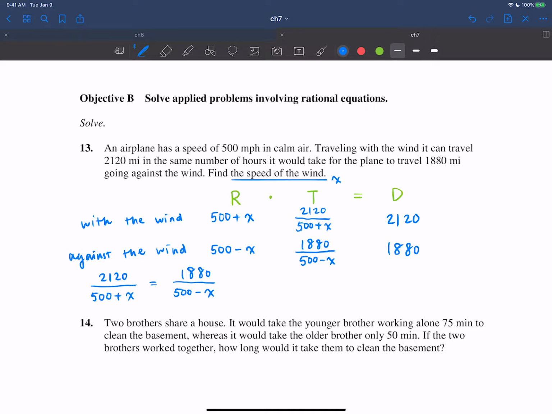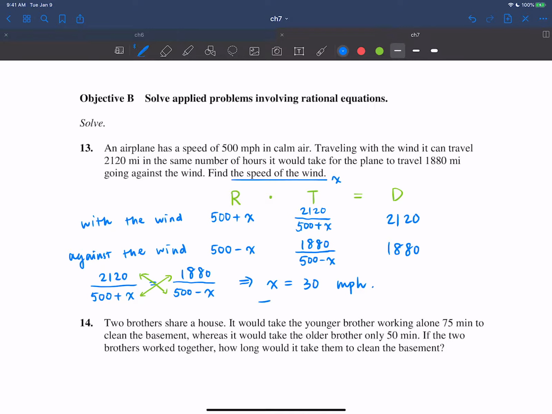Therefore, we have this rational equation. If we solve this rational equation, the best way is definitely cross multiplication. So I'm gonna omit the steps. It's very similar to what we did before. So once you do cross multiplication, you're gonna get a linear equation, and then you can solve for x. Eventually, we will get x is 30 miles per hour. What that means is the speed of the wind is 30 miles per hour.